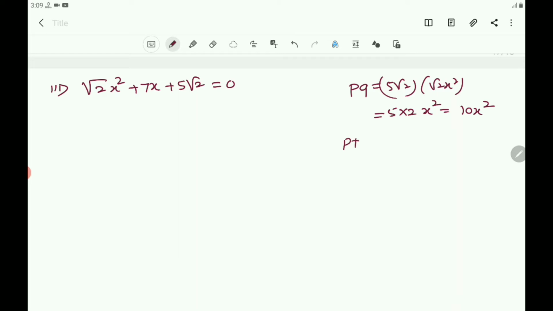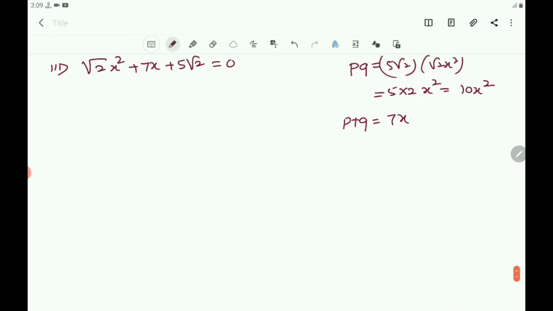Then p plus q, the sum of the terms, is 7x. Here the product is positive and the sum is also positive, therefore both the factors have the same sign, that is the positive sign. The middle term is having the positive sign, so both the factors are having the positive sign. Here the sum is 7, the product is 10. In which table is 10 there? 1 ten is 10, 5 twos are 10. So you know that 5 plus 2 is 7.